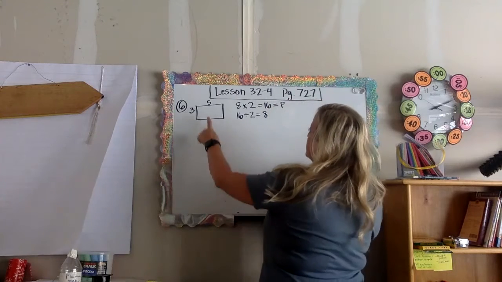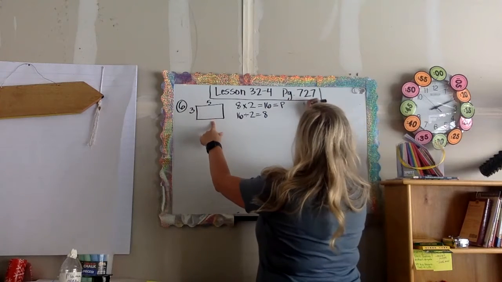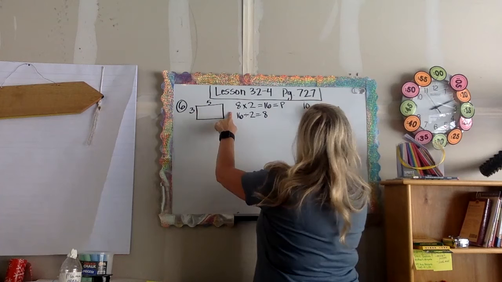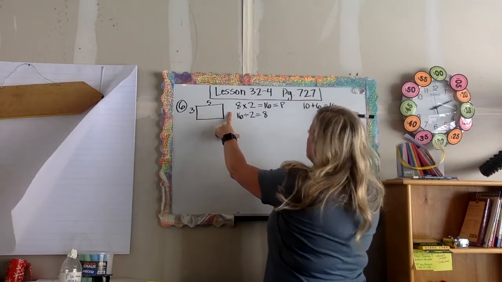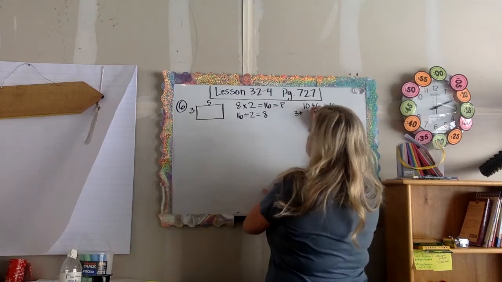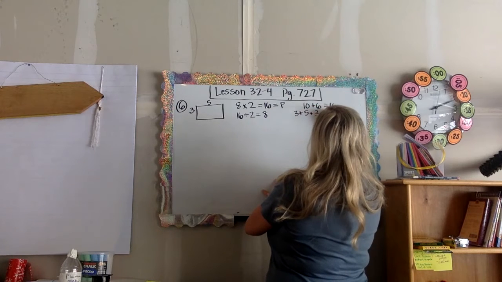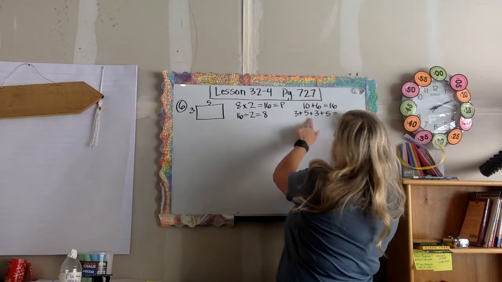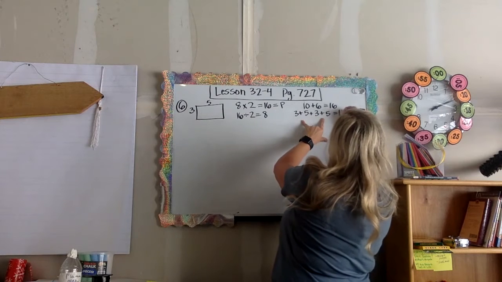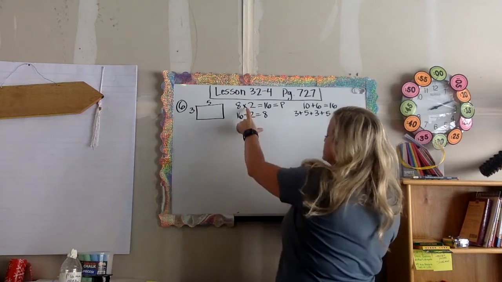Now let's see if I'm right. 5 plus 5 is 10. 3 plus 3 is 6. 10 plus 6 is 16. Or I could do the other way, but this is a lot slower. 3 plus 5 is 8, 3 plus 5 is 8, 8 plus 8 is 16. So yes, this does in fact work.